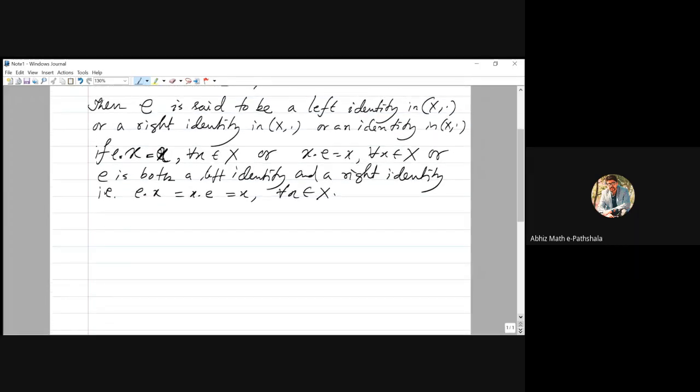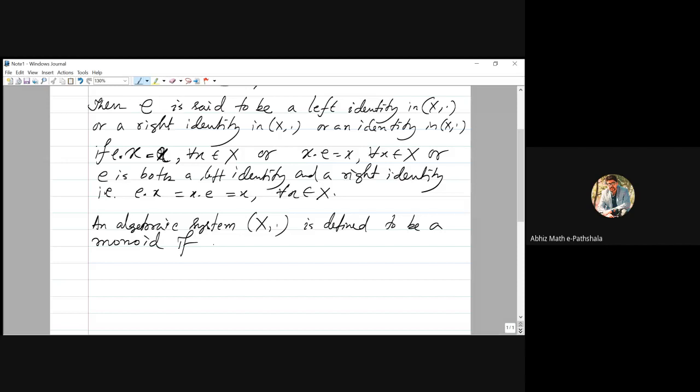And so an algebraic system (X, dot) is defined to be a monoid if it is a semigroup with an identity e belongs to X. So a semigroup with an identity is defined to be a monoid.